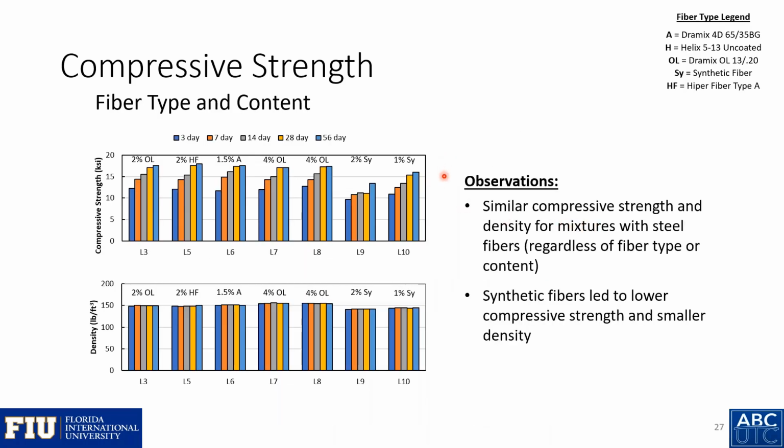In terms of the fiber type and content, we saw similar compressive strengths and densities for the mixtures with steel fibers, regardless of the fiber type or content. So you can see the first 5 mixes here. When we used our synthetic fibers, we saw a decrease in the compressive strength, with a larger decrease with 2% synthetic fibers versus 1%. And also you can see a drop in the density when we were using the synthetic fibers.